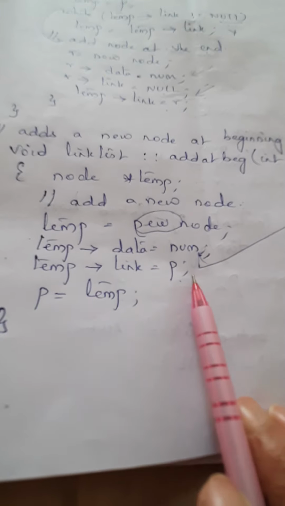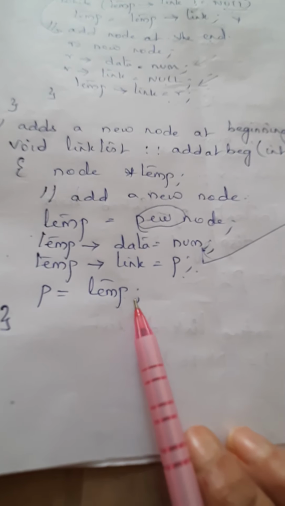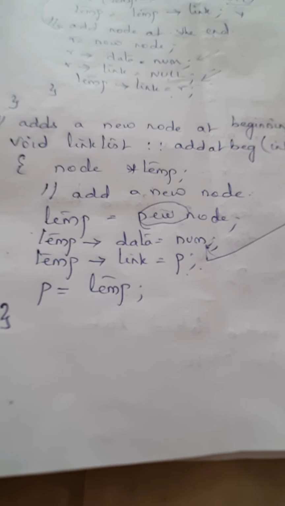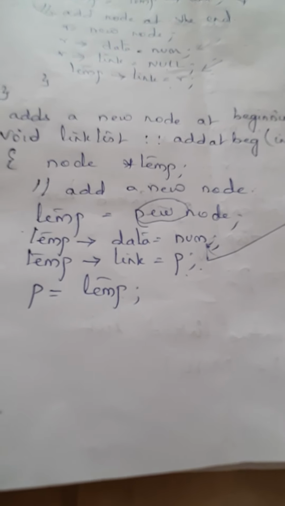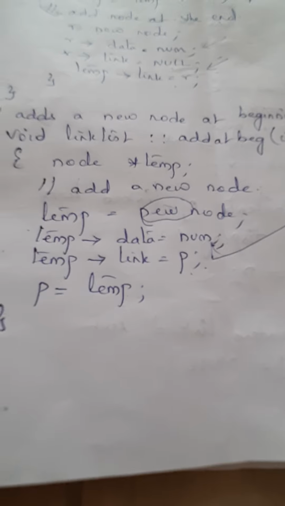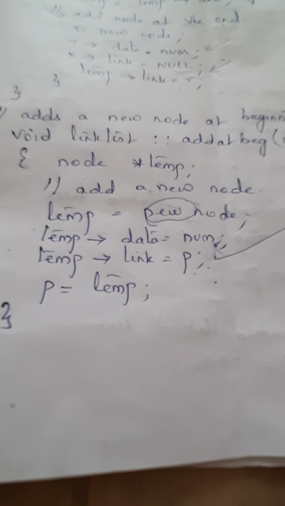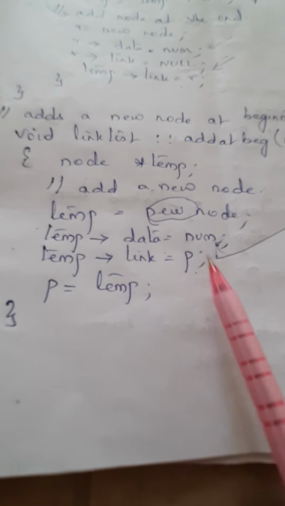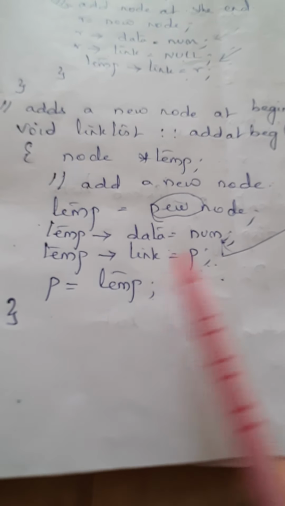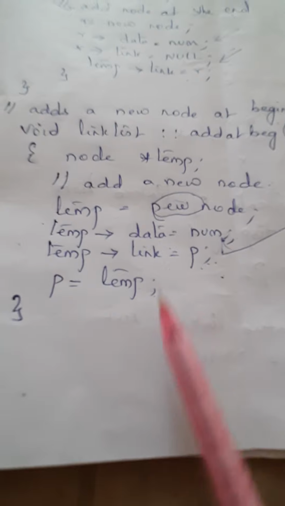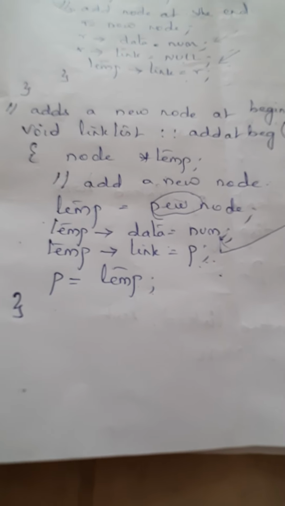So what are you doing here? Temp of link is equal to p and p is equal to temp. So you are building a connection between the new node that you have created and the node that is already in the first position. With this, the first node's address will be stored in temp of link, and p contains the new node's address, that is temp. So a connection is established between the two nodes, the new node and the first node.